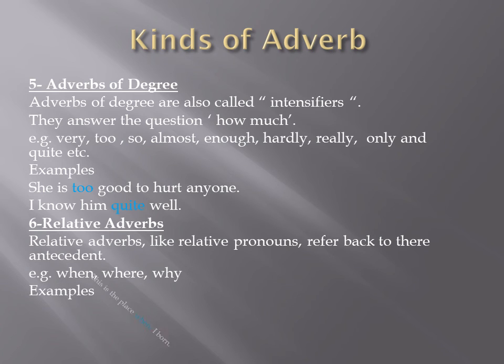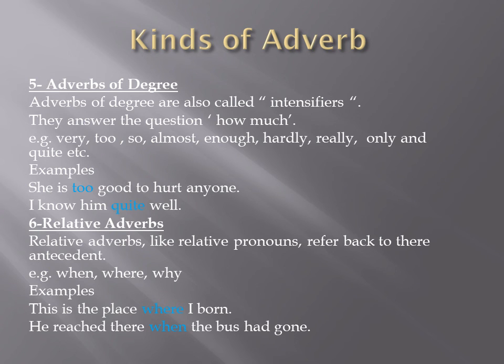For example, this is the place where I was born. In this sentence, where is a relative adverb which is connecting two sentences with each other. Here, where is not asking any question. That's why it's a relative adverb. He reached there when the bus had gone. Likewise, when is also a relative adverb over here because here when is not asking any question. It is actually connecting two sentences with each other. That's why it's called a relative adverb.